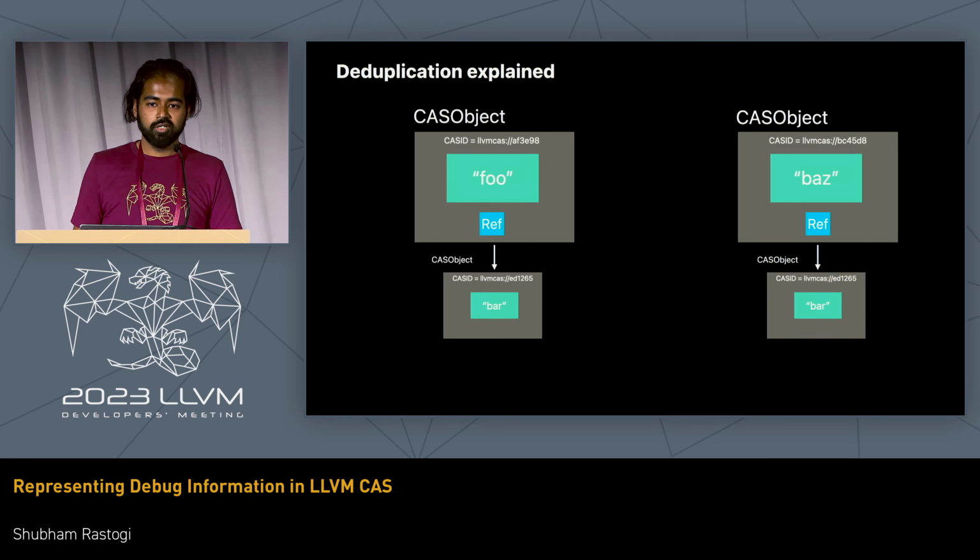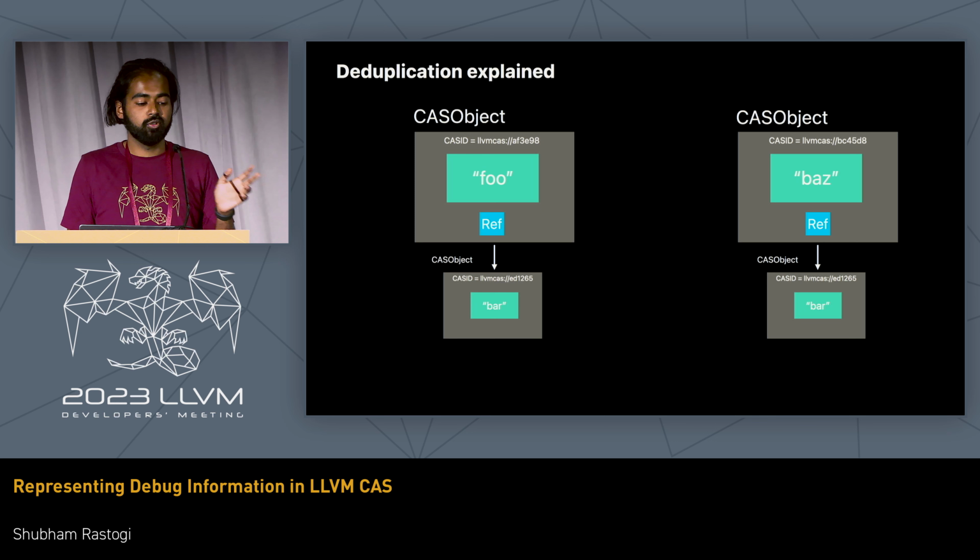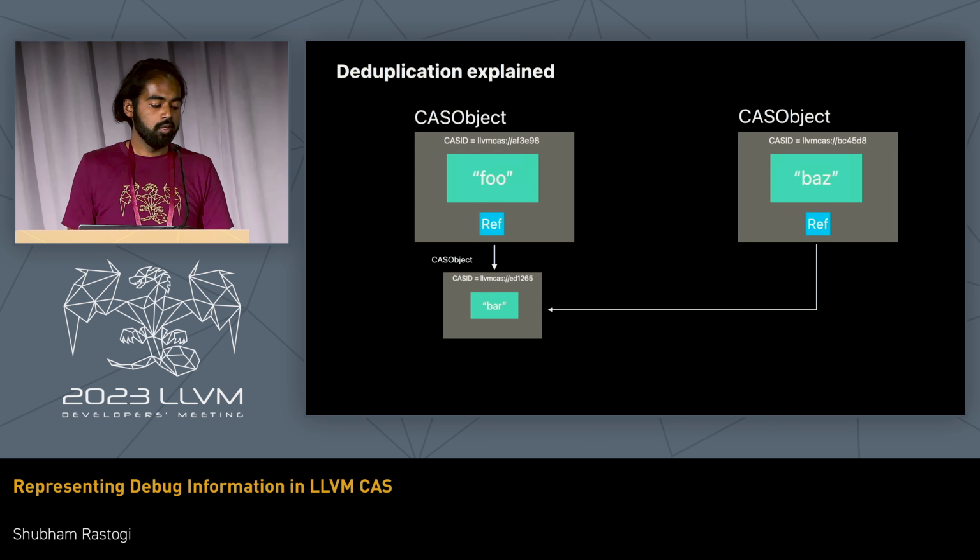Let's explain deduplication a little bit more in detail. So here we have two CAS objects, foo and baz. They both have a reference to a CAS object bar. Since the CAS object bar has certain data that's not different for foo or baz, we do not store any redundant copies, right? So both foo and baz should not have their own copy of bar, but both of them should have a reference to one CAS object that represents the data bar. And this is what we mean when we say deduplication. So we don't store redundant data in the CAS.